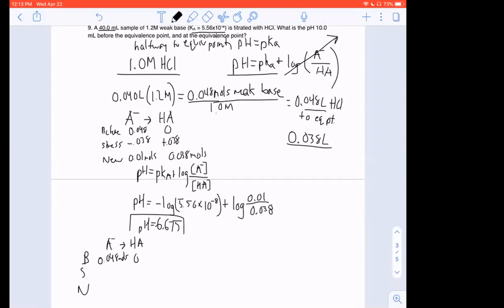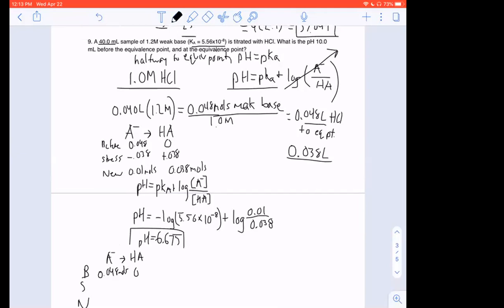So I had a question, I guess, for the previous step. If you convert to concentration, what would the total liters be? Great question. So basically at this point, the initial volume was 40 milliliters, and we said 10 milliliters before the equivalence point. We found out that would be 0.038 liters. So all you have to do to find the total volume at that point is add the two volumes. So 0.038 liters plus 40 milliliters, which is 0.04 liters, so that would be 0.078 liters for that concentration. Great question.